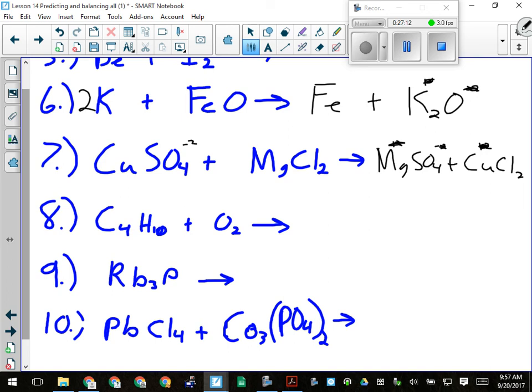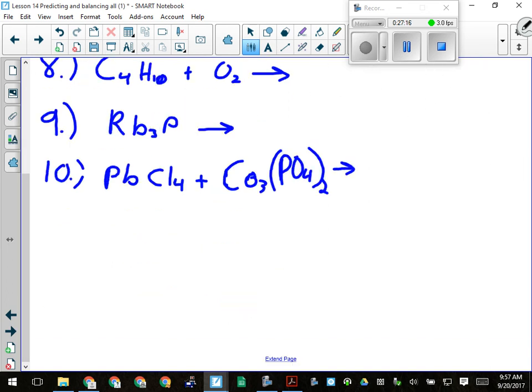It was already balanced. Then for number 10, we got a trickier reaction here. This is a double replacement reaction. This is not, this is cobalt, Co. Was that the confusion? Oh, okay, all right. So it's a double replacement reaction. Lead's going to end up with phosphate. I'm assuming it's going to need a number, but I could be wrong.